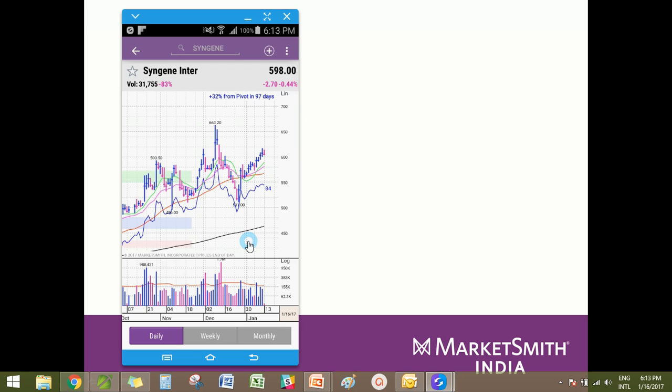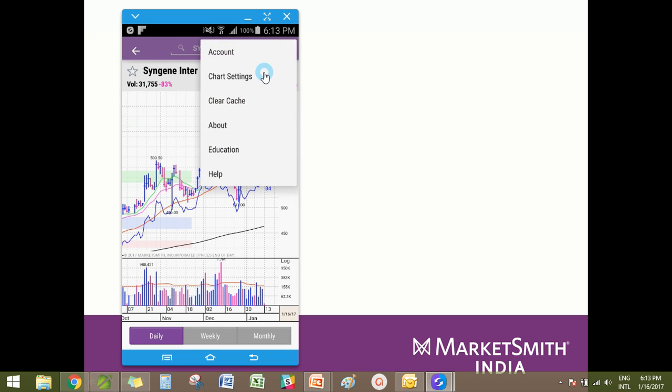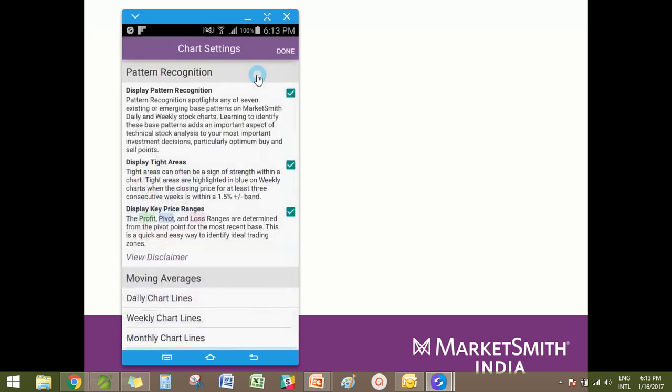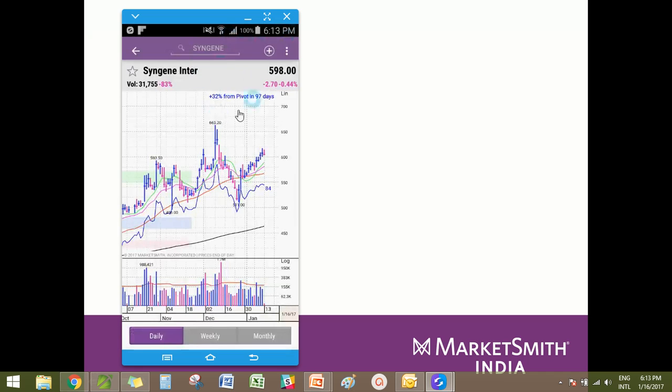So that's another key feature, and since I'm on the screen, I also want to highlight this section. These are the color zones which I had highlighted. If you're not interested in them, you can toggle them on and off, and this is even a tight area. You can even turn off your pattern recognition, etc. So this chart settings panel is a pretty useful panel for customizing your screen.